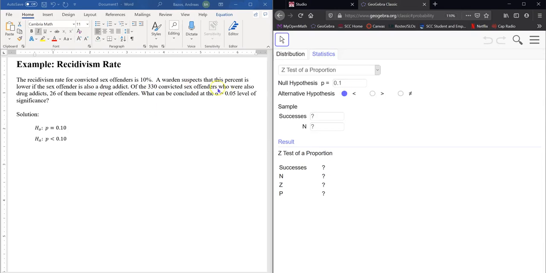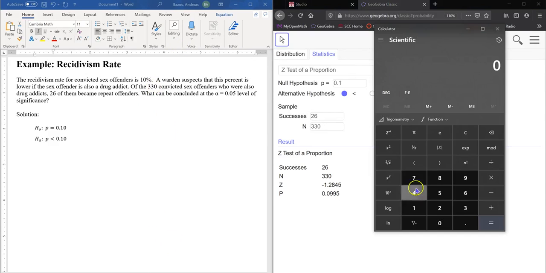So how many sex offenders did we have out of the total that became repeat offenders is 26. So sample of successes, they give it to us directly here, is 26 out of the total of the sample, which is 330. So we get both the sample of successes, don't have to do any work here. In some cases we might have to find it. And then also the sample size, which is 330. A big sample size makes it hard to get differences between our population proportion versus our sample proportion, which is actually 26 over 330.